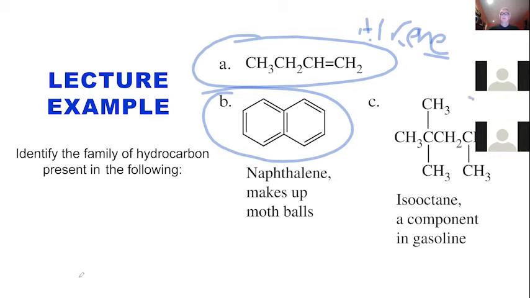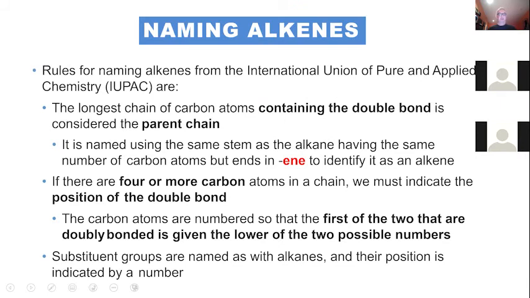What about this one? What family of hydrocarbon is that? Alkane, that's right. It's highly substituted, but it's still an alkane because those are all single bonds. Okay, great job. So let's talk about naming these things.